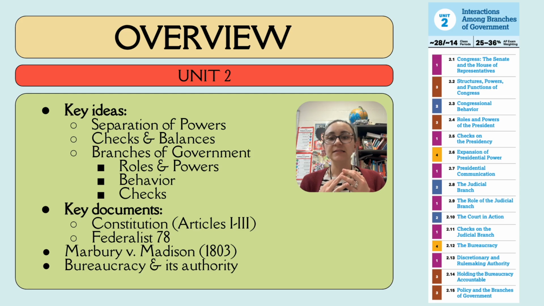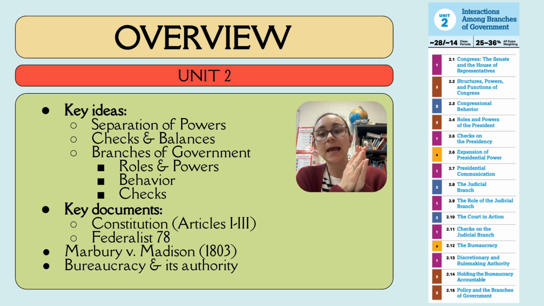And then the ideas of the roles and powers, behavior, and checks of each branch. So we're going to look at, for example, the legislative branch. Who is in the legislative branch? Like what people or groups or offices? What can they do? How do they do that thing? And then how are they limited by the other two branches? And how they limit the other two branches as well.